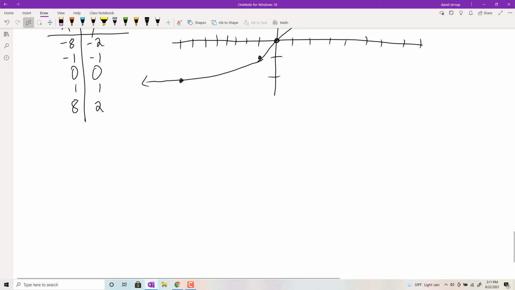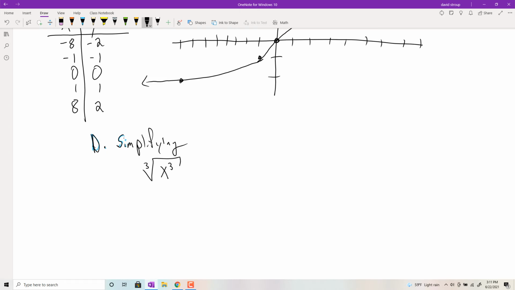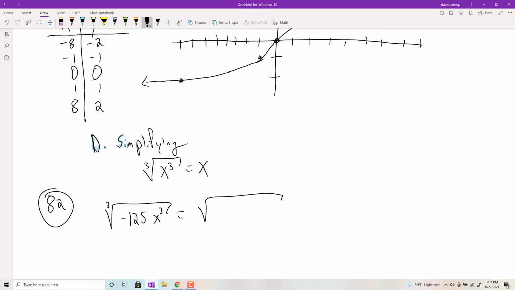Let's look at simplifying some of these ones with variables involved. Again, this is easier because we don't have to worry about the absolute values or anything. So simplifying, the cube root of anything cubed is just going to give you back that anything. For example, number 82 from the book, we have the cube root of negative 125 x cubed. And of course you can rewrite that as the cube root of negative 5x, cubed. And then the cube root and the cube cancel each other out, and you're just left with negative 5x.